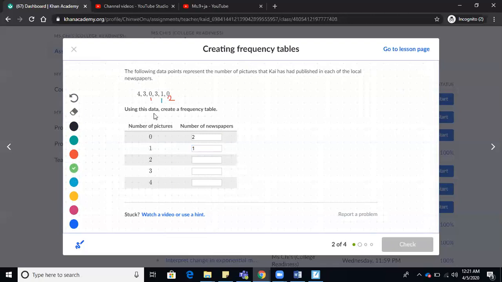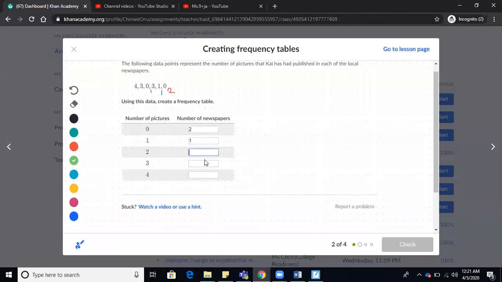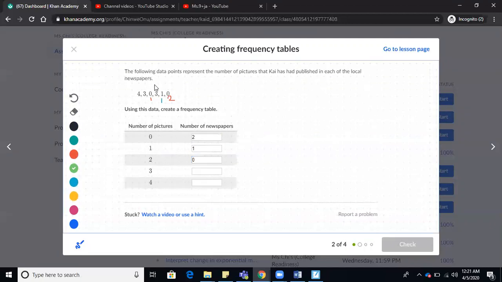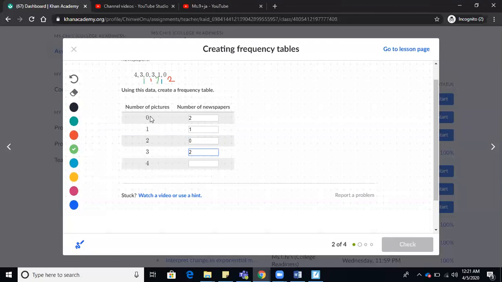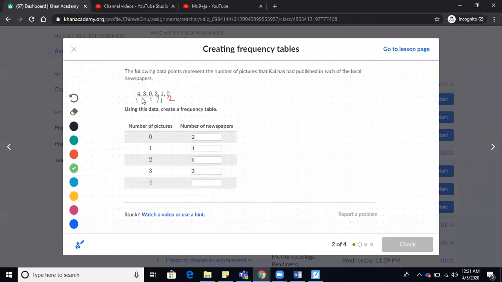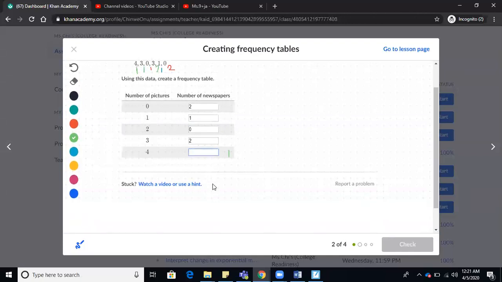So I have 1 newspaper that 1 picture has occurred. Then for 2, I'm going to see how many times 2 occurs. 2 doesn't occur any number of times, so I'm going to have 0 newspapers that only 2 pictures have occurred. And then I'm going to go to 3, and I see 3 occurs 2 times. So I'm going to go over here and put 2. And then 4, I see 4 occurs only 1 time. So right here, I'm going to put 1.